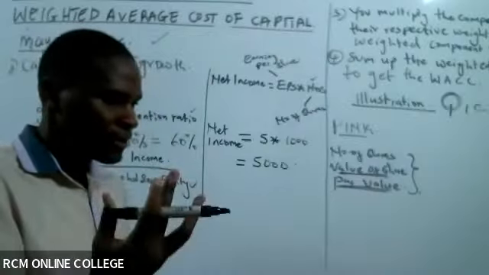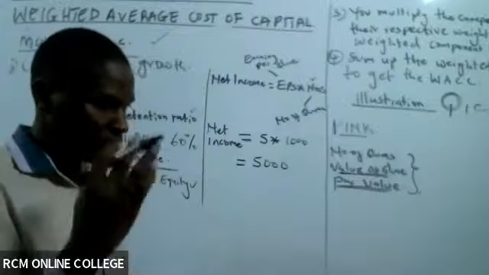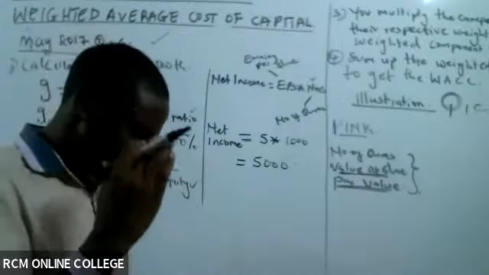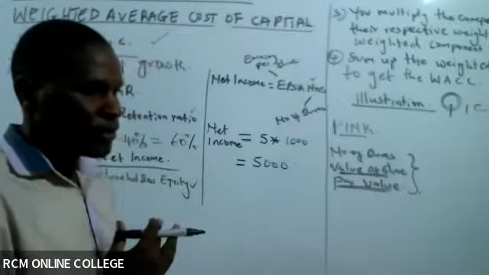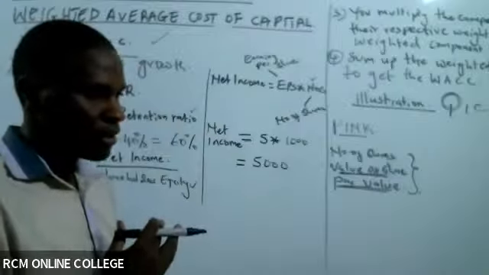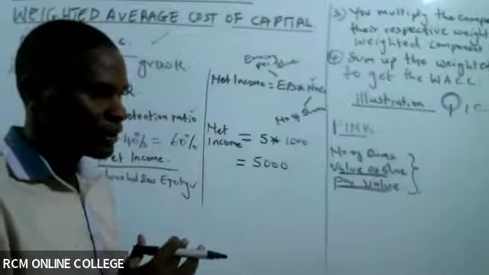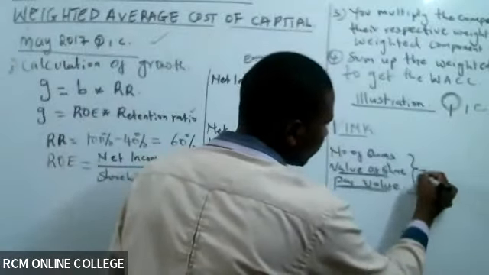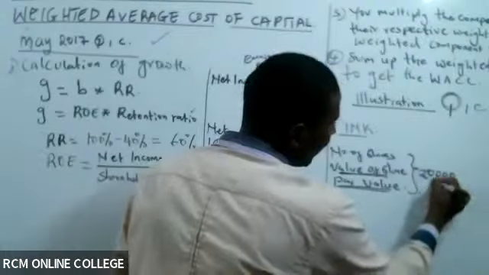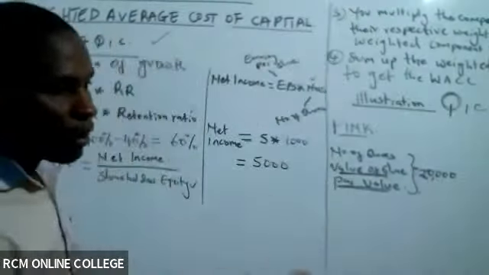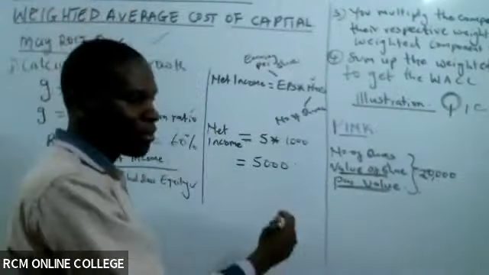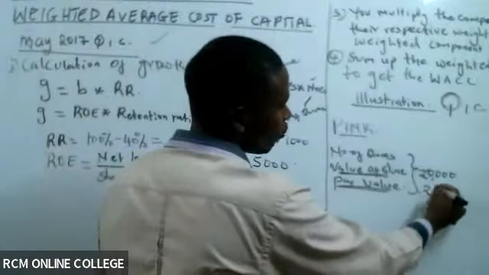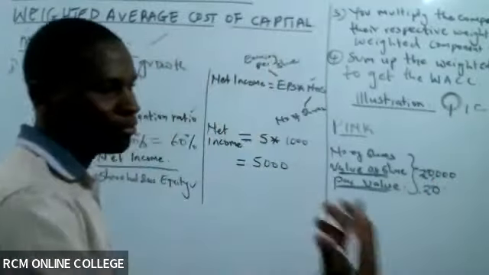Whatever is given to us, 20 what? 20,000. Can you see 20,000? Just look at ordinary share. Princess, are you there? Can you see 20,000? That is our value of share. Then in the bracket, whatever you are given there is the par value. The par value they told us is 20 shilling per share.